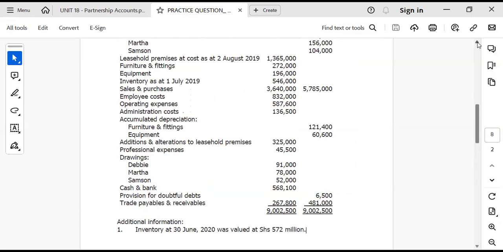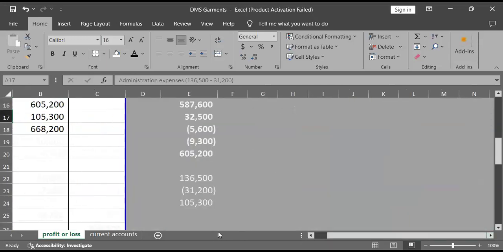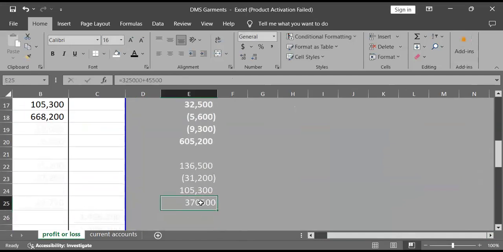So that means that the total value of the lease is 325,000 plus the 45,000, which are the professional expenses. I'm going to come to my workings page. I will add 325,000 plus 45,500. I believe that should be correct.